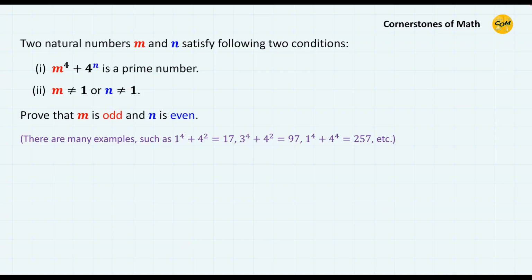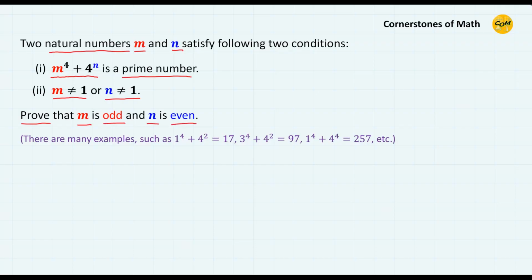Today we will solve the following problem. Two natural numbers, m and n, satisfy the following two conditions. First, m to the fourth power plus 4 to the nth power is a prime number. Second, m is not equal to 1 or n is not equal to 1. Prove that m is odd and n is even.